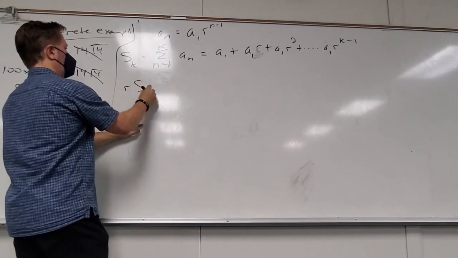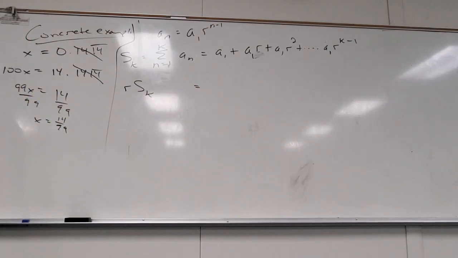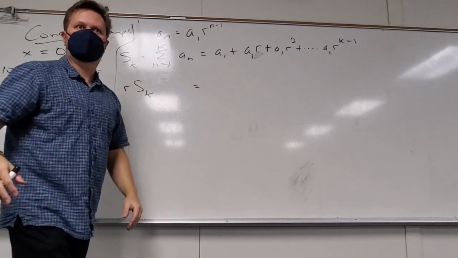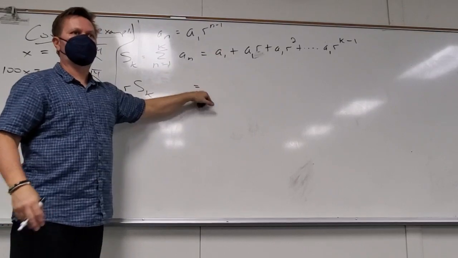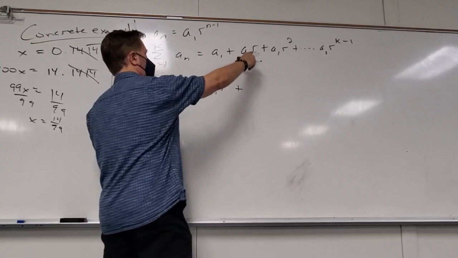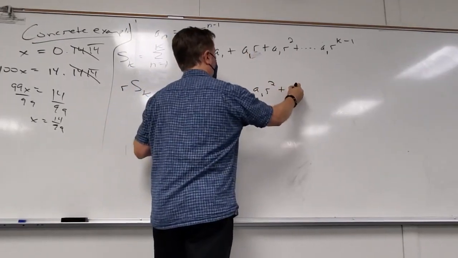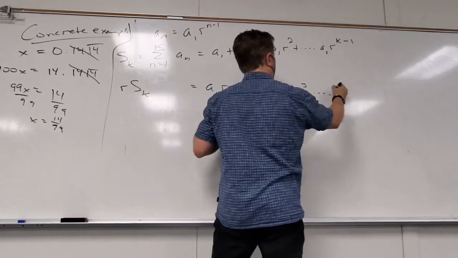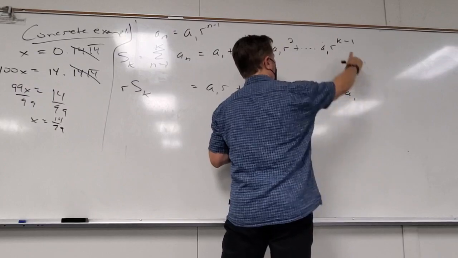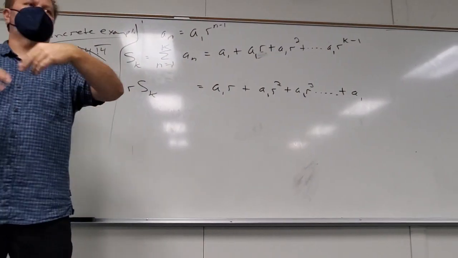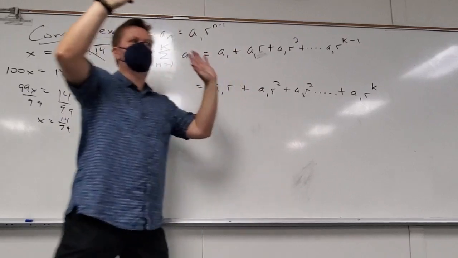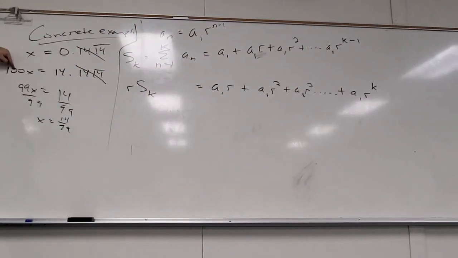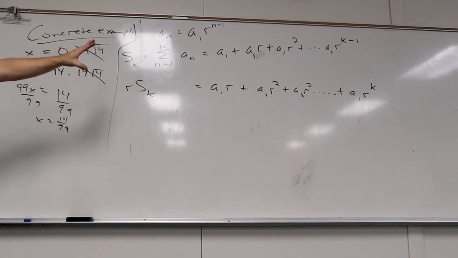What is r times sk? There's sk. What if I multiply all this by r? What do I get? I get a1r plus a1r squared plus a1r cubed, and this would become a1 times r to the k. Every time you multiply by r, you get one more r, don't you? So it'll be a1r to the k. One more r. Is everybody with me? It's sort of like the stuff we did here. It's a lot less concrete, more abstract, but it's the same idea.